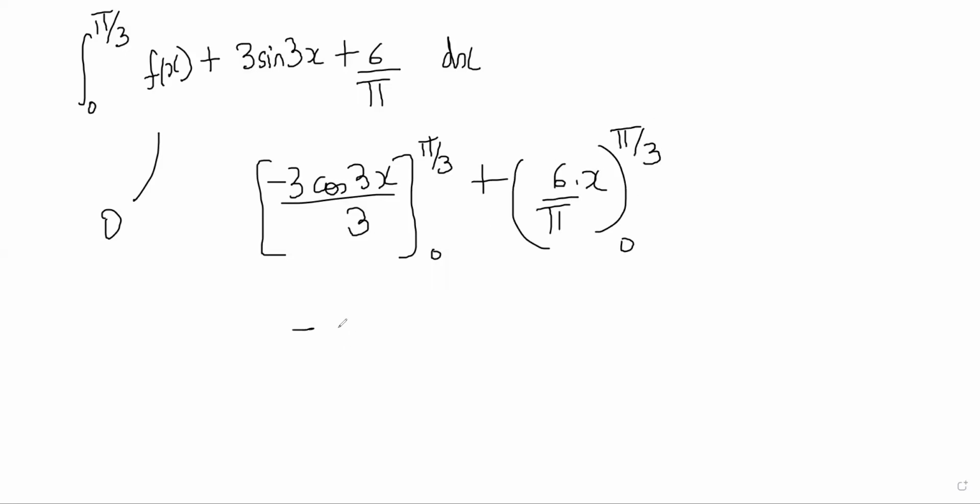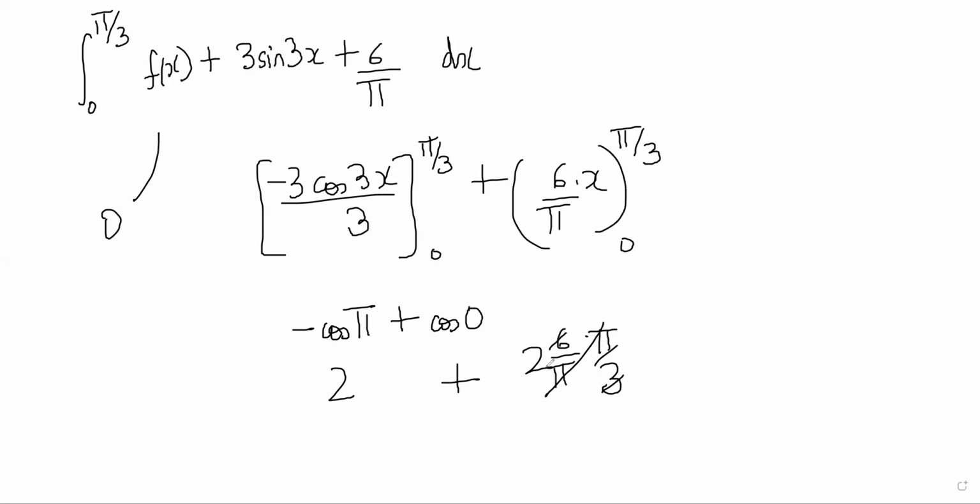This becomes minus cos pi, minus plus cos 0. So that is basically 2 plus this becomes 6 by pi into pi by 3. This is actually minus 3 cos pi, so plus 1. Right. Minus cos pi is plus 1 minus plus. This is 2. And this becomes 6 by pi into pi by 3. This is also 2, right?